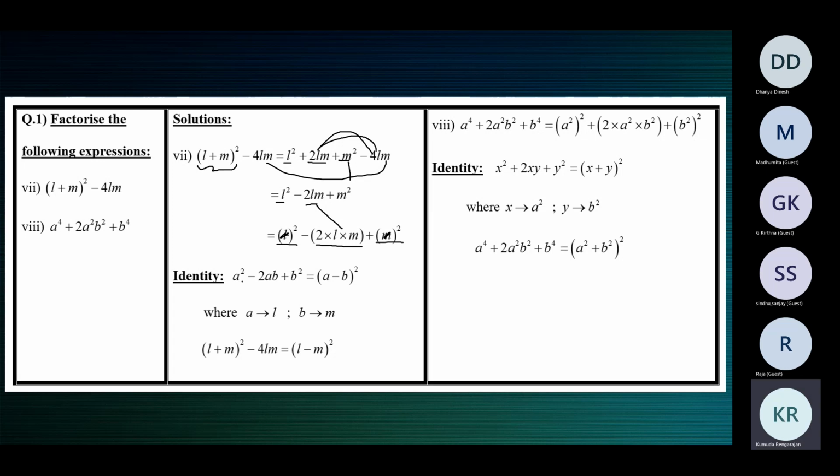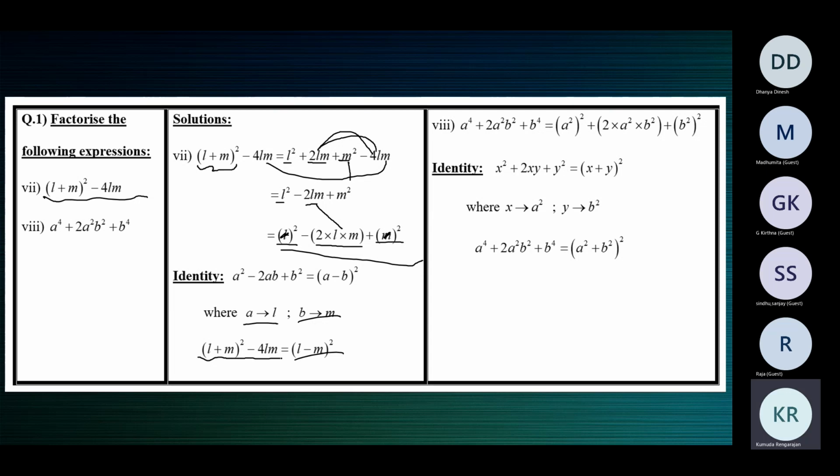So by the identity a square minus 2ab plus b square, the result is a minus b the whole square, where a is L and b is M. So this is nothing but L minus M the whole square. So write the given expression: L plus M the whole square minus 4LM is equal to L minus M the whole square.